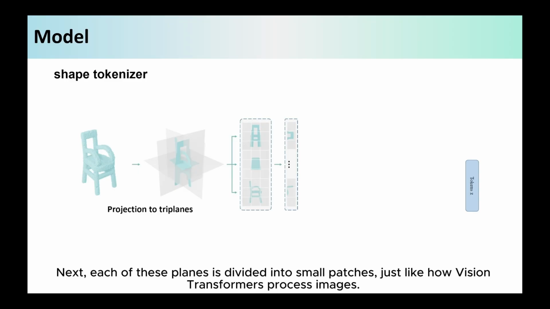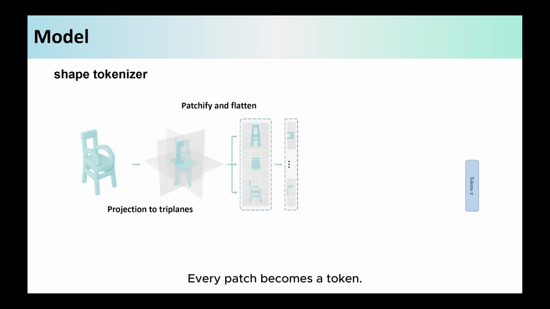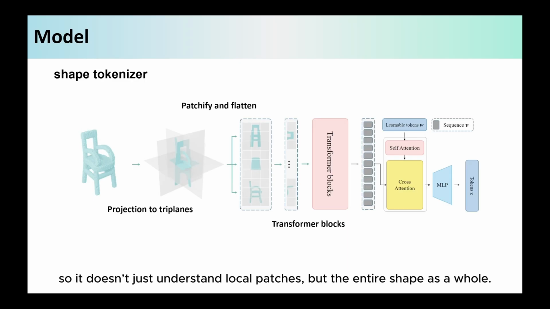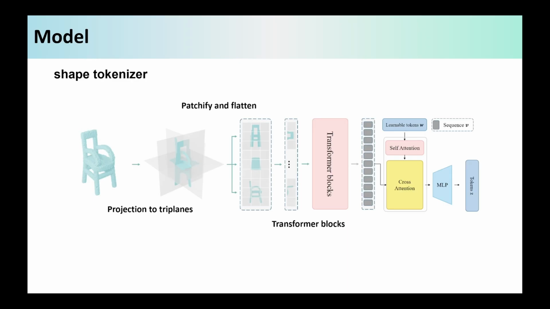Next, each of these planes is divided into small patches, just like how Vision Transformer processes images. Every patch becomes a token. Then, we pass all those tokens through transformer blocks. This lets the model capture global dependencies, so it doesn't just understand local patches, but the entire shape as a whole.